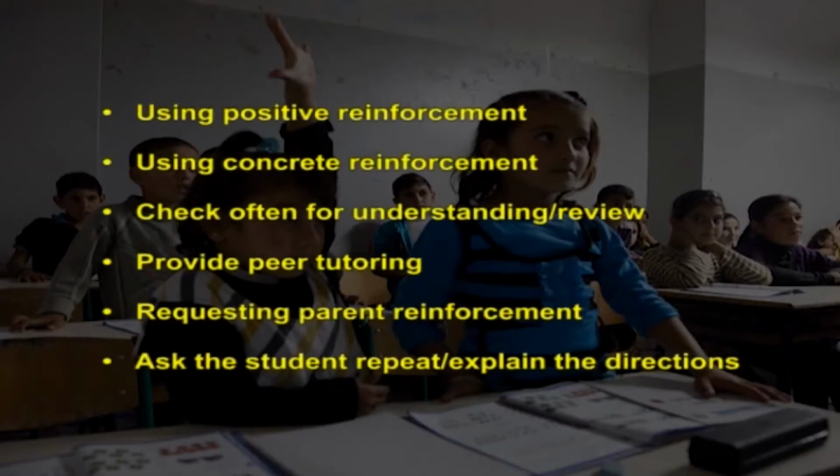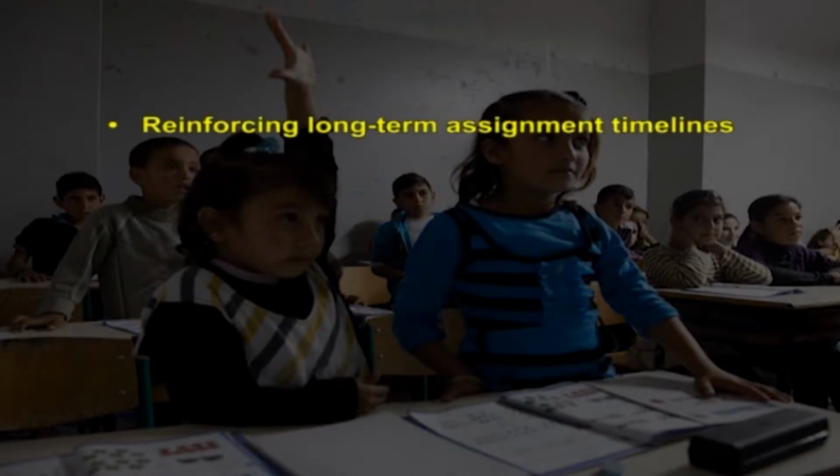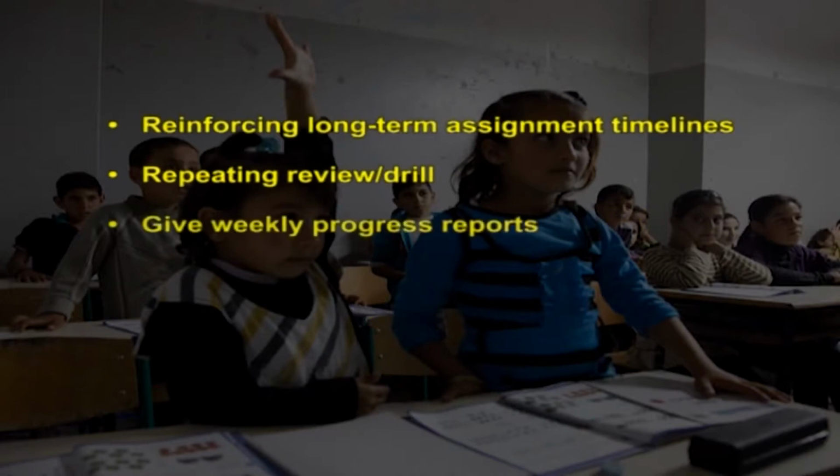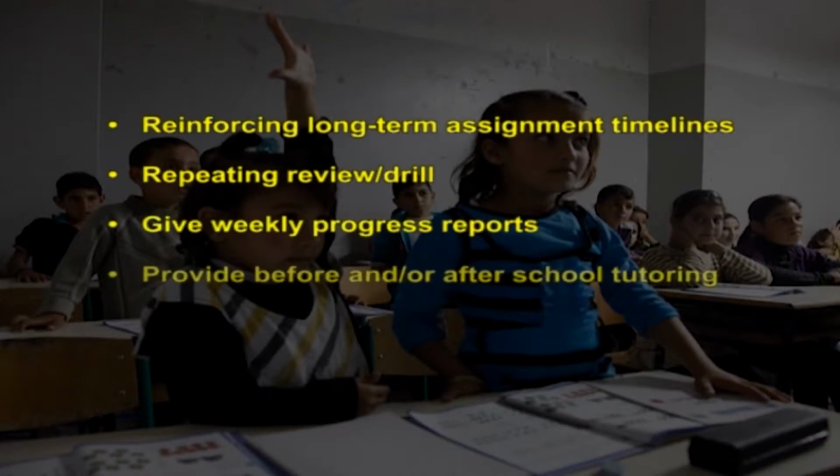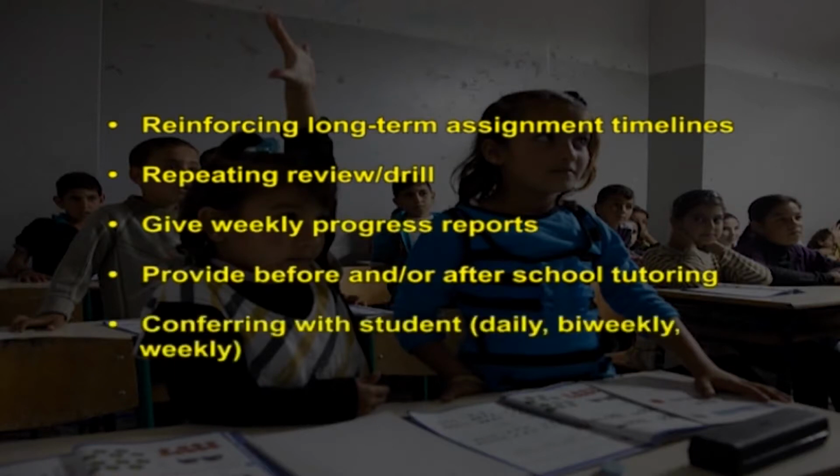Use positive reinforcement, use concrete reinforcement, check often for understanding and review, provide peer tutoring, requesting parent reinforcement, ask the student to repeat and explain the directions, reinforce long-term assignment timelines, repeat, review and drill. Give weekly progress reports, provide before and after school tutoring, conferring with students daily, bi-weekly, weekly.